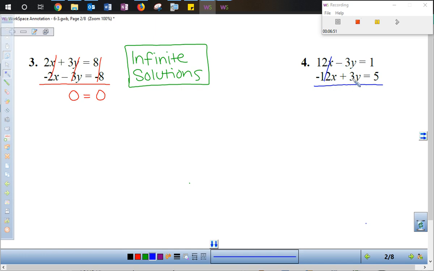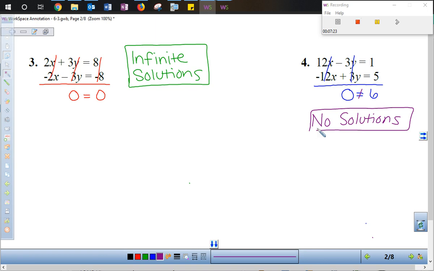A negative 3y and a positive 3y cancels out as well, which means I have 0 left on my left-hand side. On my right-hand side, I'm left with 1 and 5. Well, 1 plus 5 is 6. And again, notice I have no more variables. All my variables are gone. So that means I just need to ask myself, is this a true statement? And it's definitely not. 0 does not equal 6. So let's cross out that equal sign. And that means that my answer is no solutions. And again, make sure to spell it out. We don't use any symbols.